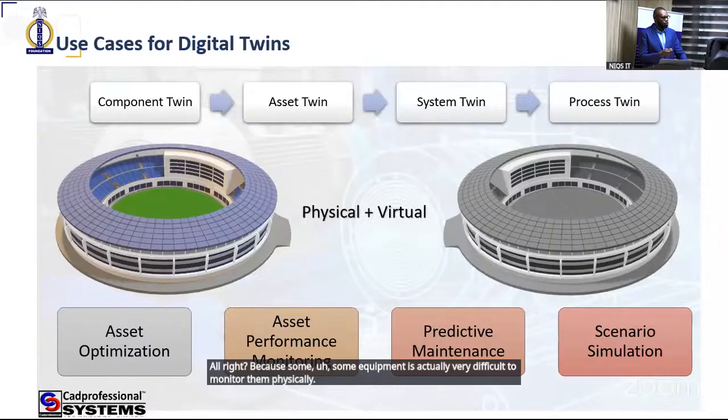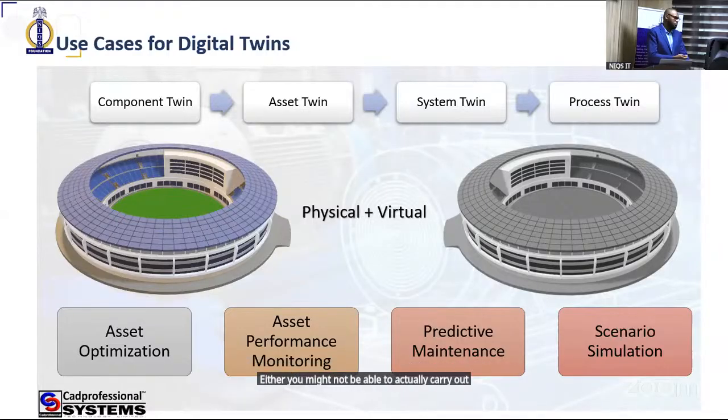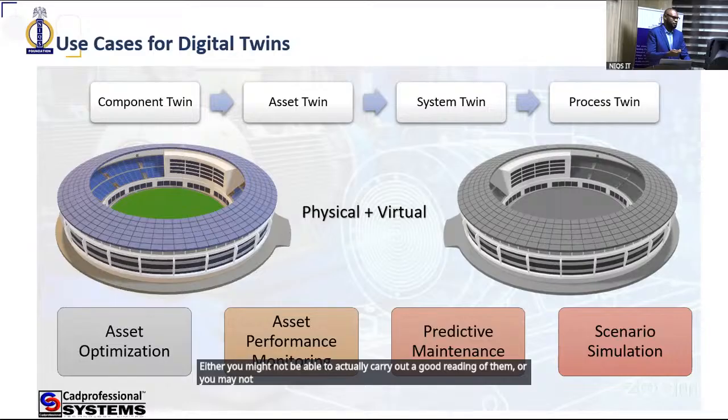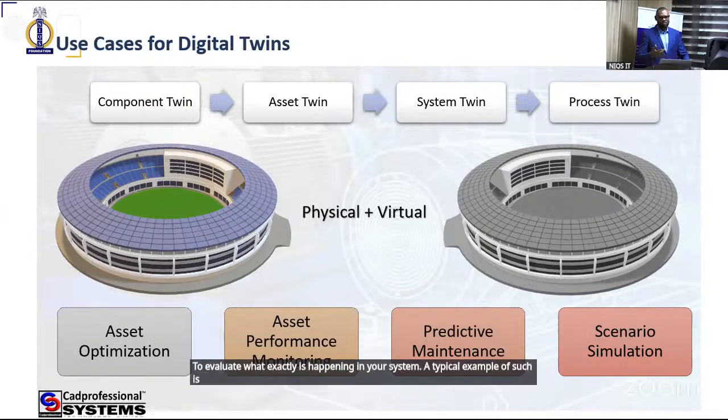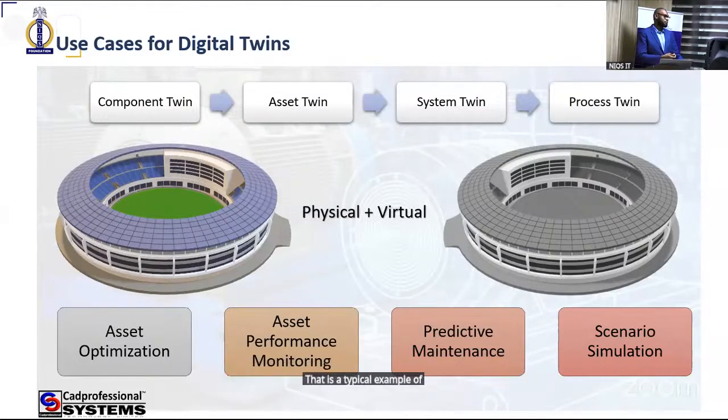Either you may not be able to actually carry out a good reading of them, or you may not have the access to evaluate what exactly is happening in your system. A typical example of such is in your vehicles. If you have modern vehicles these days, you have what they call check engine lights. That is a typical example of your predictive maintenance ability of that car that is built in there.